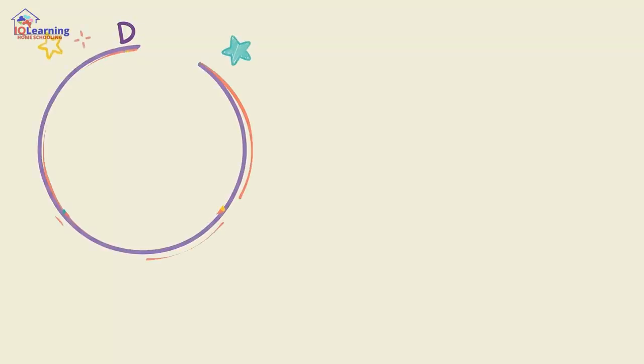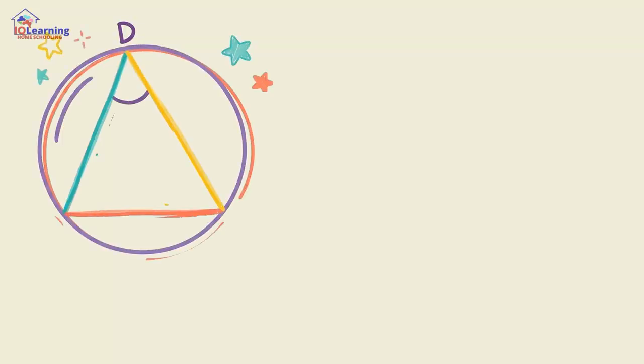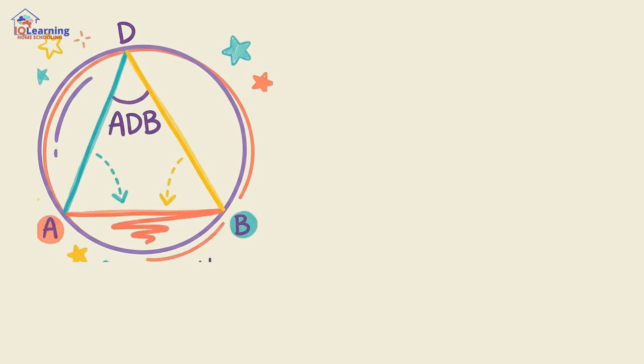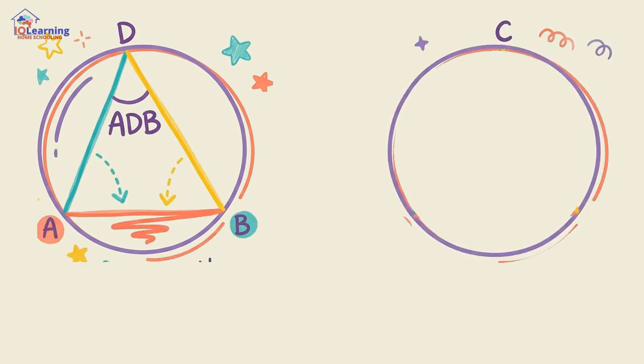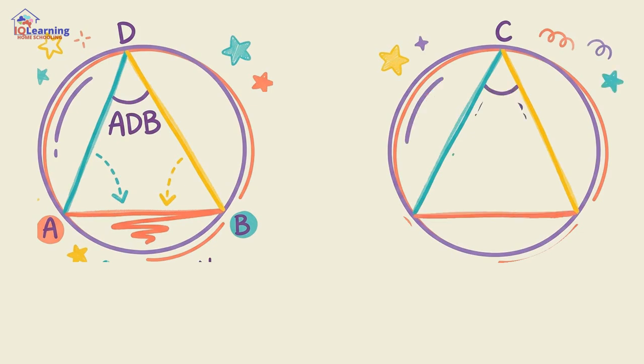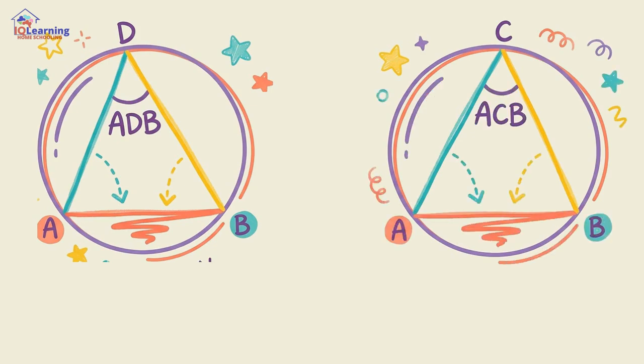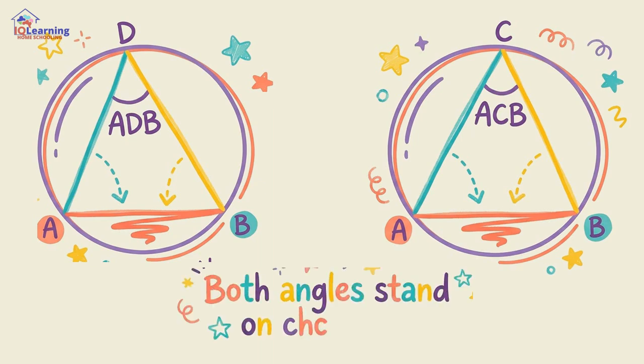Angle ADB is formed by lines DA and DB, so that angle is looking directly at chord AB. Now look at angle ACB. It's formed by CA and CB, so it also looks at the same chord AB. That's the important pattern. Both angles stand on the same chord AB.